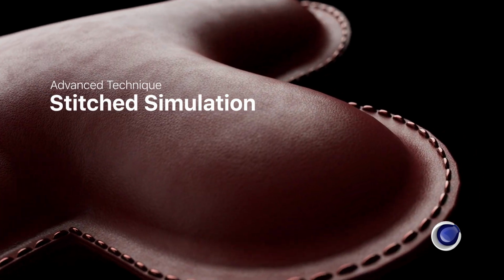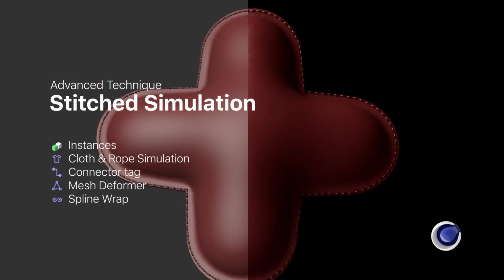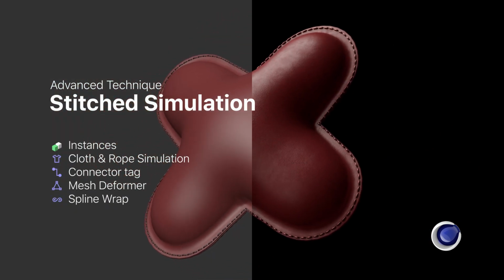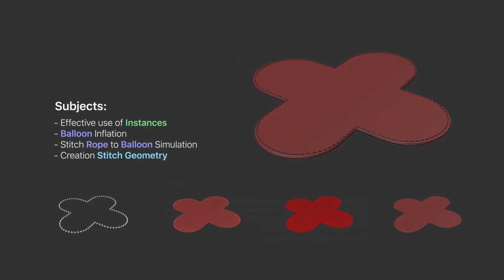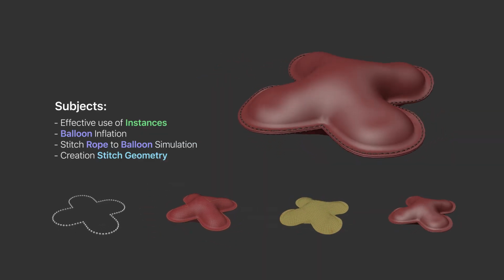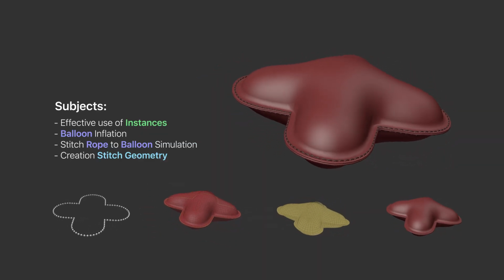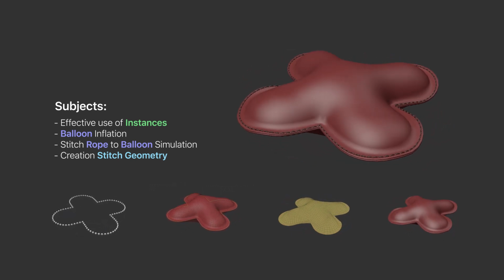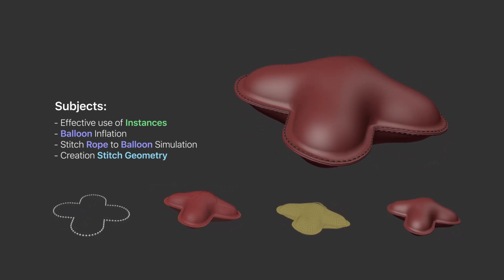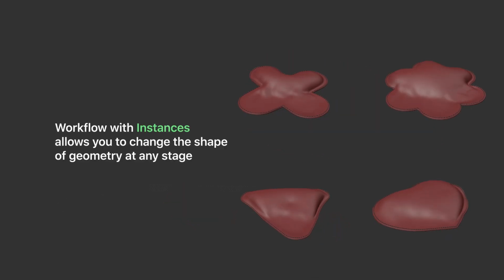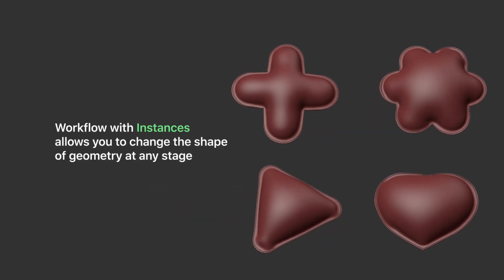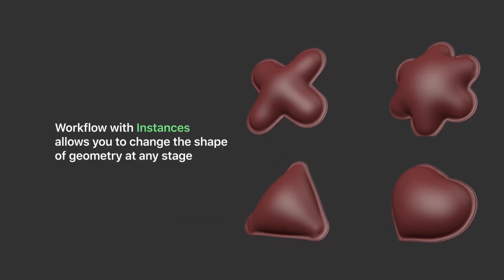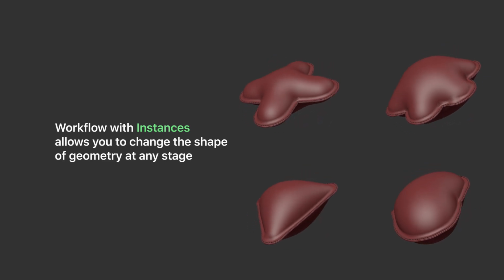Hello everyone, this time I'm going to expand the cloth topic, in which we'll talk about how to stitch simulated geometry. We will consider how to effectively use instances, how to inflate a balloon, and the main topic: how to stitch rope to a balloon simulation and create stitch geometry, and so on. The technique is going to be procedural, allowing you to change the shape at each step of the process.